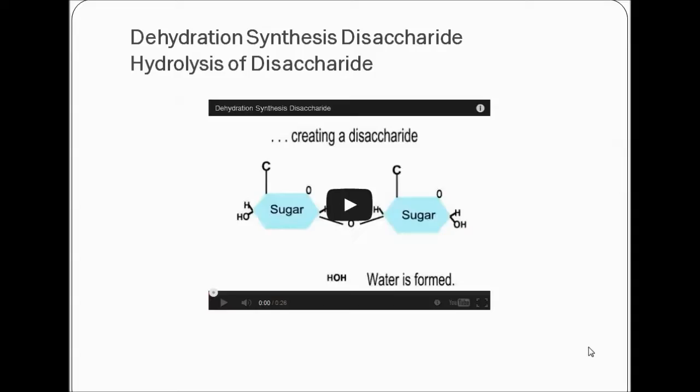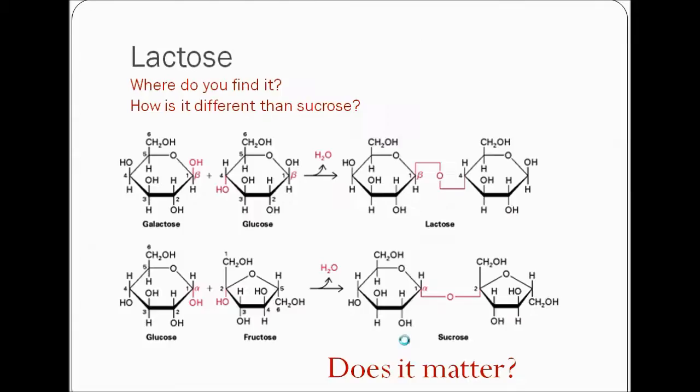Our sucrose often comes from beets, as a matter of fact. Here's another picture of dehydration and synthesis.